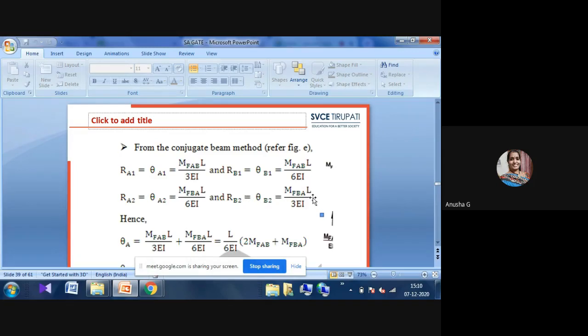If there are any deflections, our equation is for deflection or slope. If the slope is at A, it is MFAB by 3EI by L. If the slope is at B, it is MFAB L by 6EI. If the reaction is at A, the theta A changes will be there: 2 theta A plus theta B, or 2 theta B plus theta A. Like that, the difference will be there. That is the formula we are writing here.